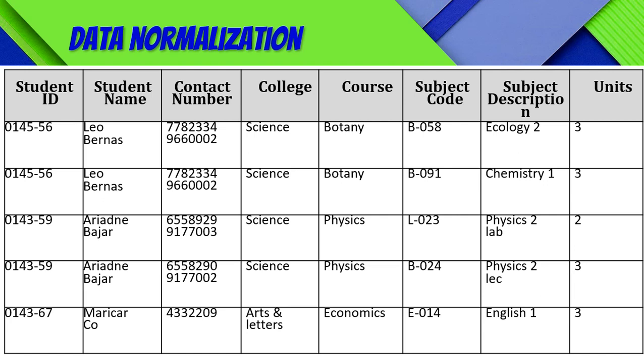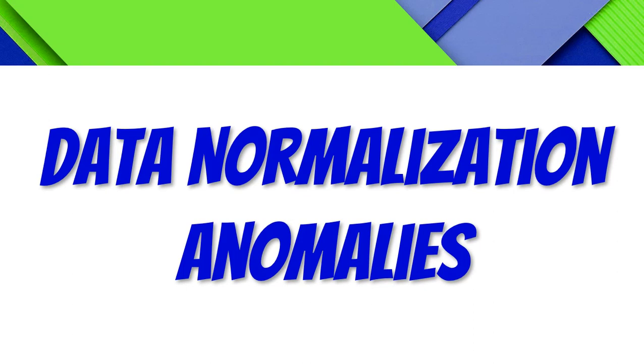So, yun siya. Okay? Now, here are the different anomalies that you might encounter using that table. Okay? Using that flat file table. For the first anomaly, is insertion anomaly. From the word insertion, magkakaroon tayo dyan ng anomalya sa pag-i-insert ng information using that kind of table. So, paanong magkakaroon ng anomalya sa insertion?